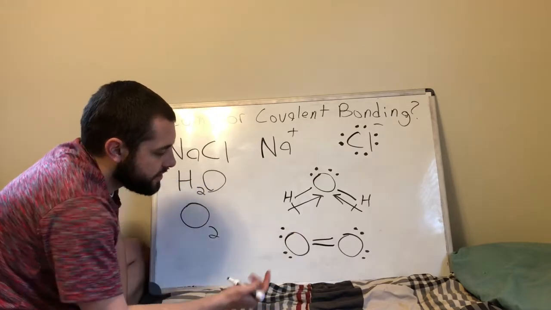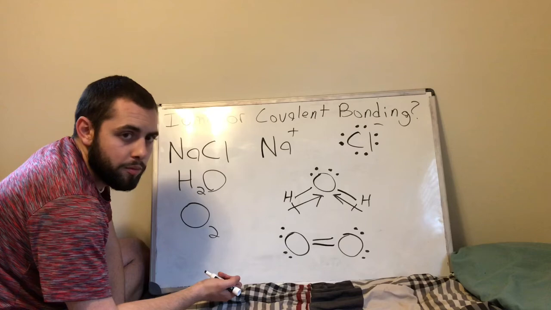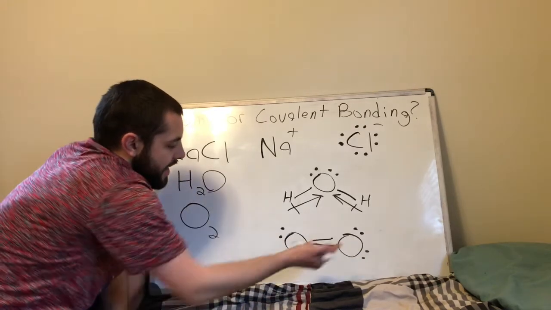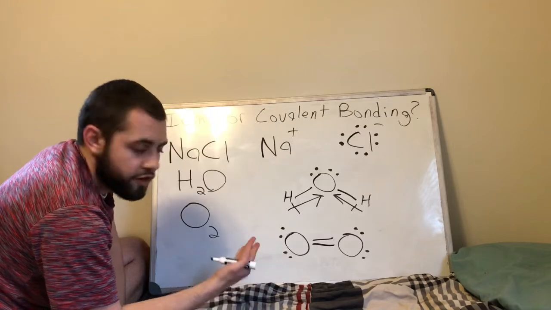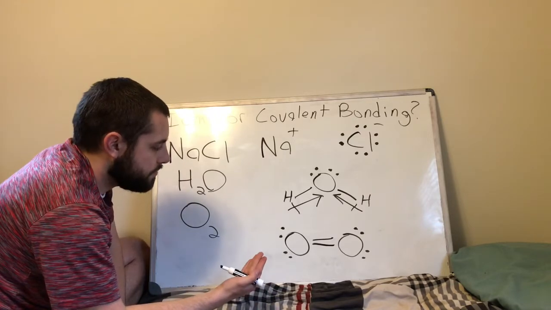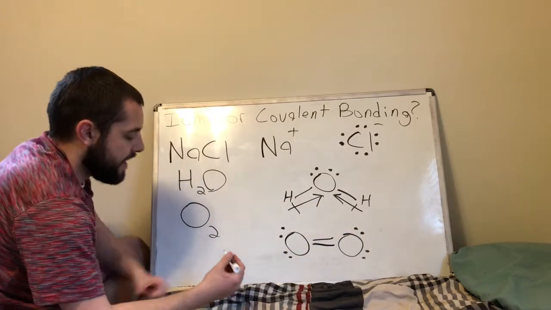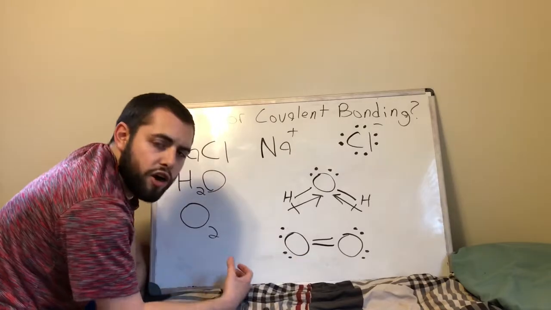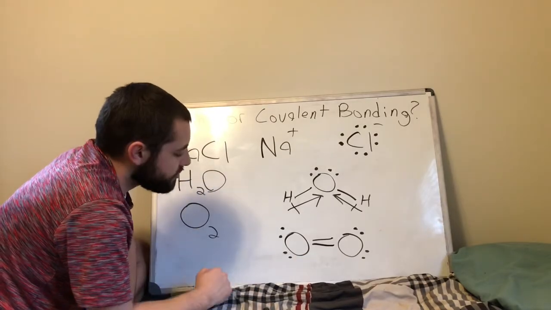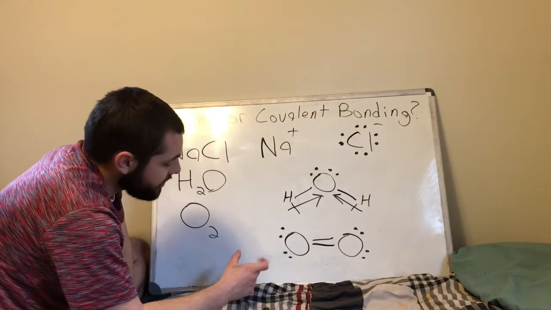Each line represents 2 shared electrons, 4 total in a double bond. Now this oxygen has a full octet. This oxygen has a full octet. They're both very stable. I'm not going to draw arrows like this this time, because both of these oxygen atoms are equally as electronegative. They're identical. They should be. They're both oxygen.